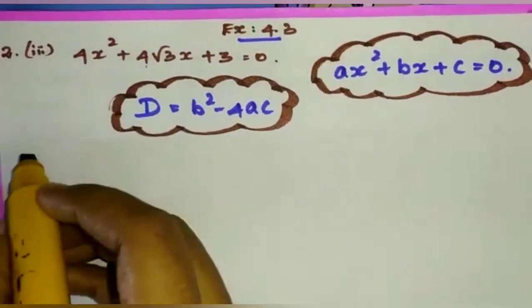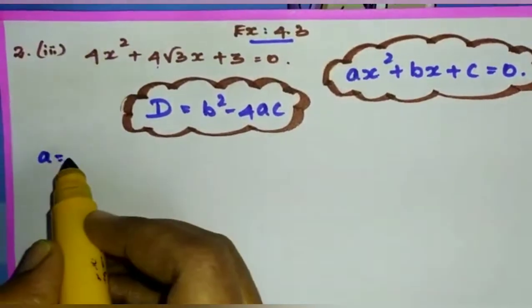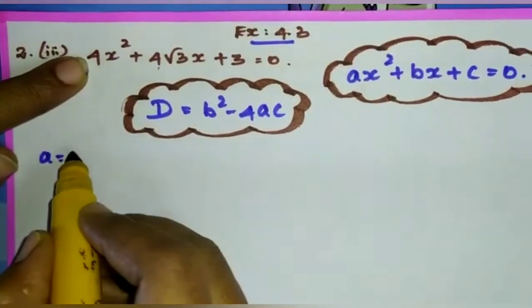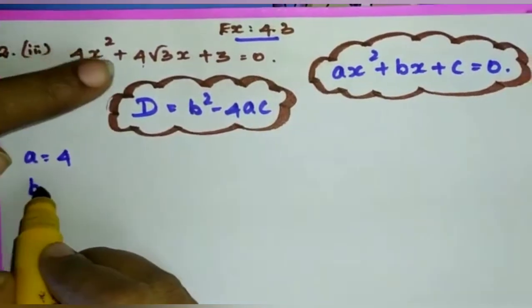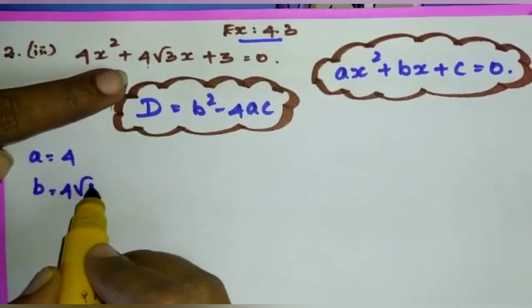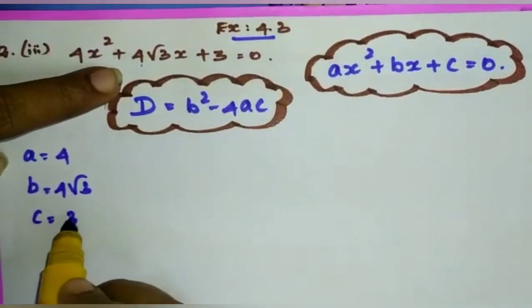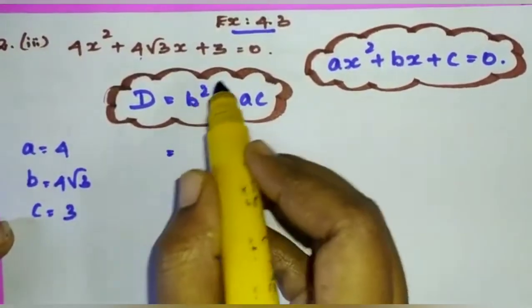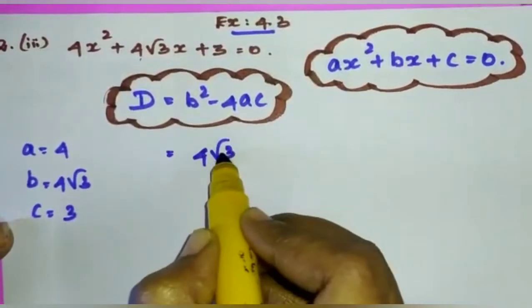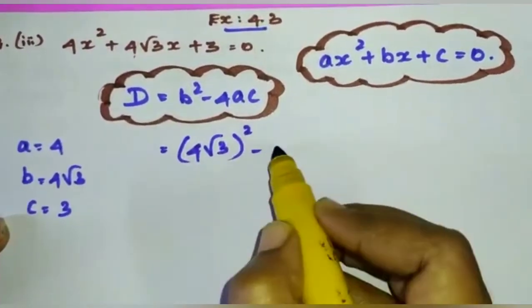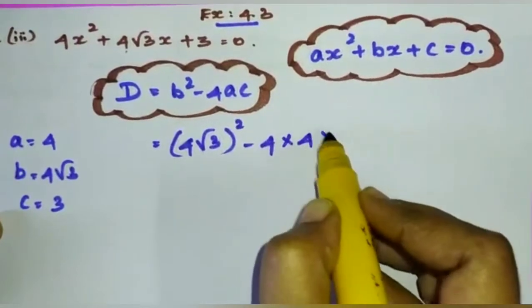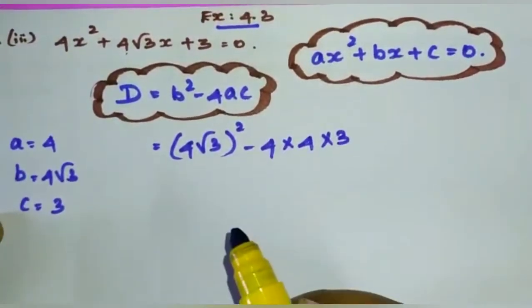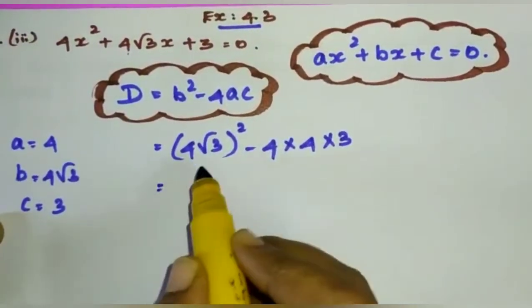A is equal to, instead of a, what we have here? 4. B, 4 root 3. C is equal to 3. Then b square is 4 root 3 the whole square minus 4 into 4 into 3.